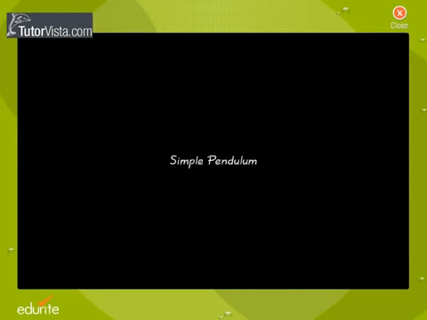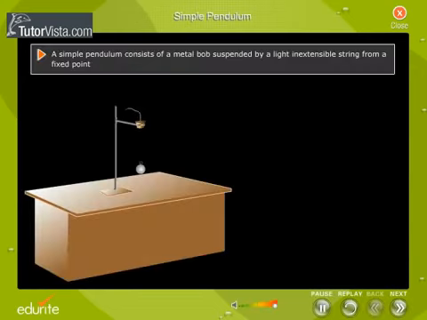Simple pendulum. A simple pendulum consists of a metal bob suspended by a light inextensible string from a fixed point.